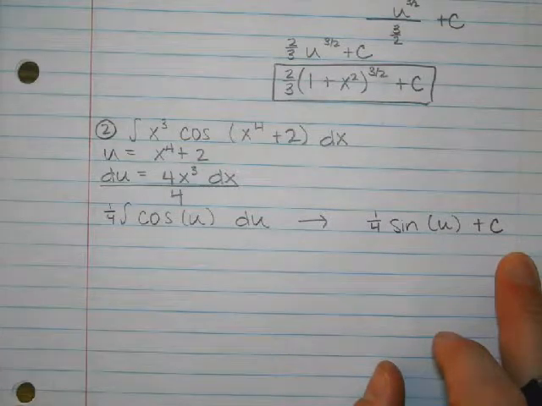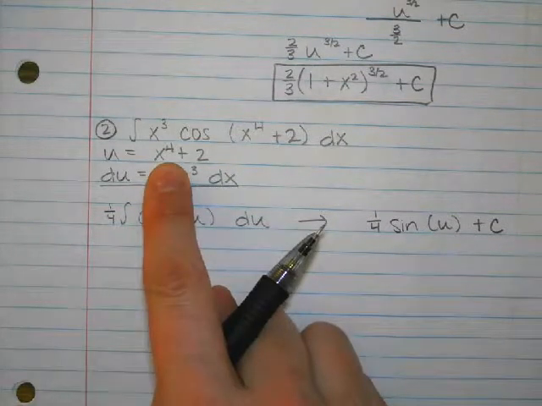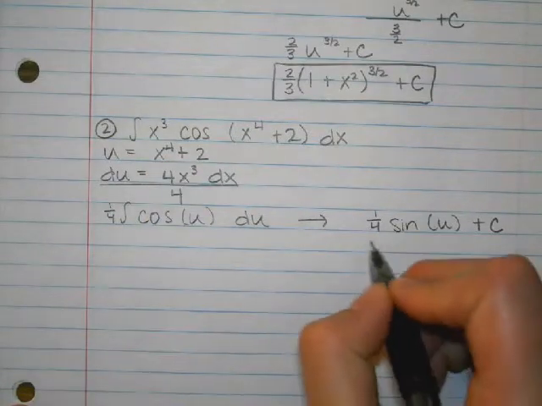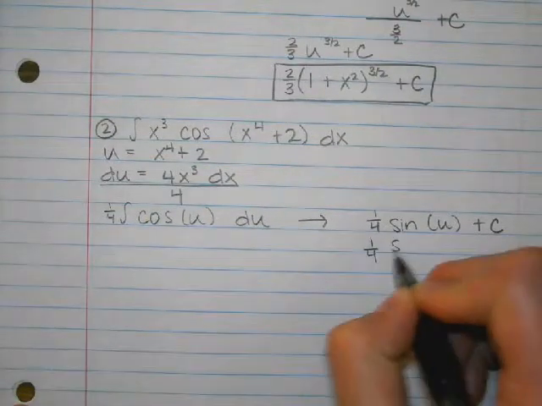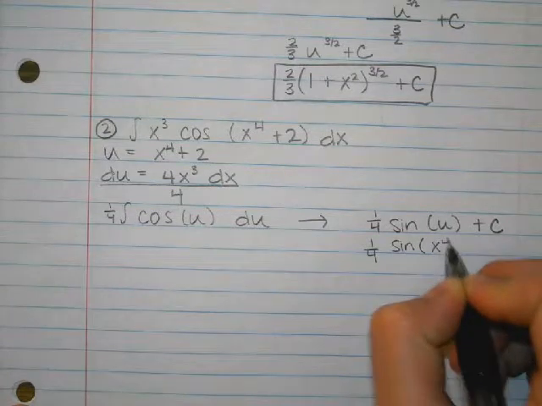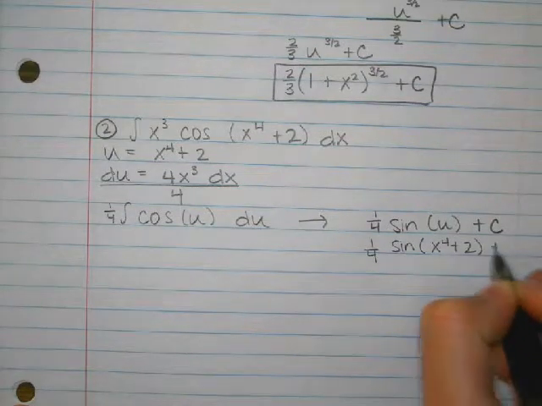And then at this point, we can replace our u with the stuff that it represents again. So we can say that our final answer is going to be 1/4 sine of x to the 4th plus 2 plus c.